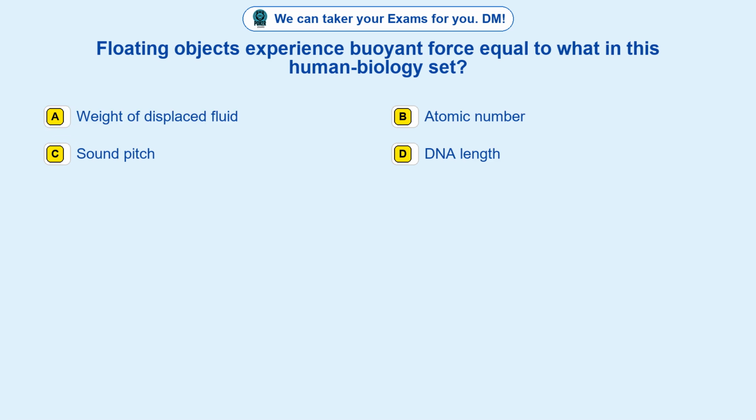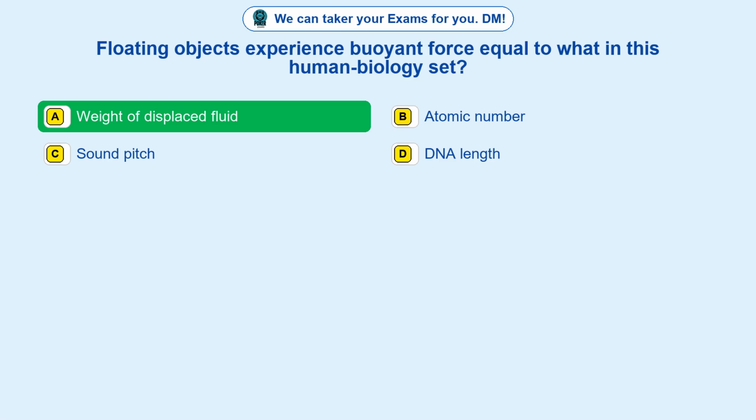Question 80. Floating objects experience buoyant force equal to what in this human biology set? Option A, weight of displaced fluid. Option B, atomic number. Option C, sound pitch. Option D, DNA length. The correct answer is option A, weight of displaced fluid.